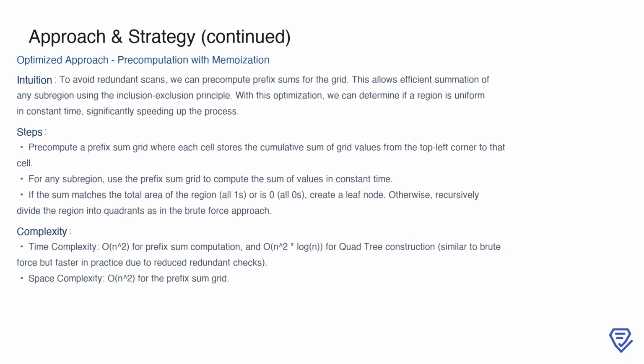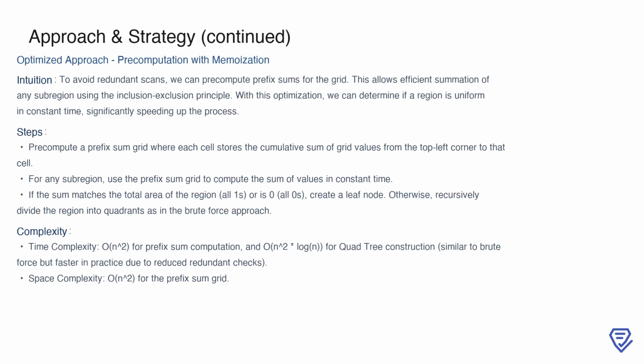To address the inefficiencies of the brute force method, we can adopt an optimized approach that uses pre-computation with memoization. The key insight here is to avoid redundant scans by pre-computing prefix sums for the grid. This technique leverages the inclusion-exclusion principle to quickly calculate the sum of any subregion. With this optimization, we can determine if a region is uniform in constant time, significantly improving the process.